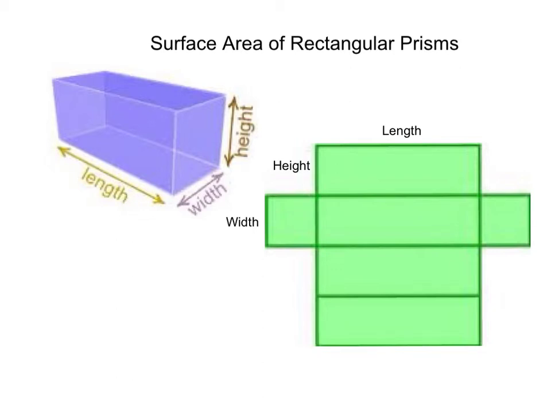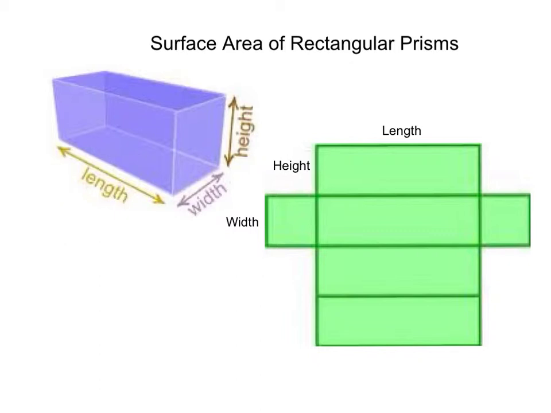Hi. Today we're going to look at surface area of rectangular prisms. So if you look at a rectangular prism, you can see that it is a three-dimensional figure, and it has three dimensions. It has a length, a width, and a height.